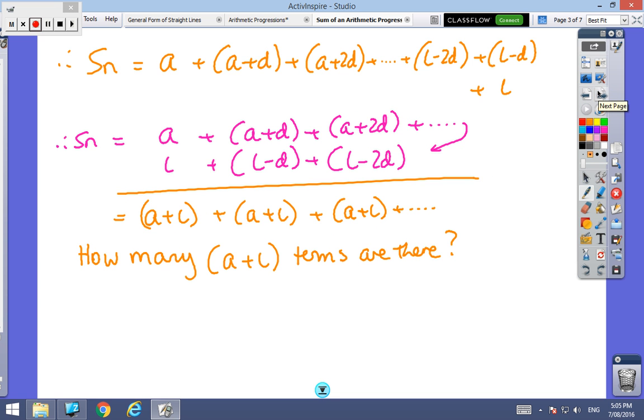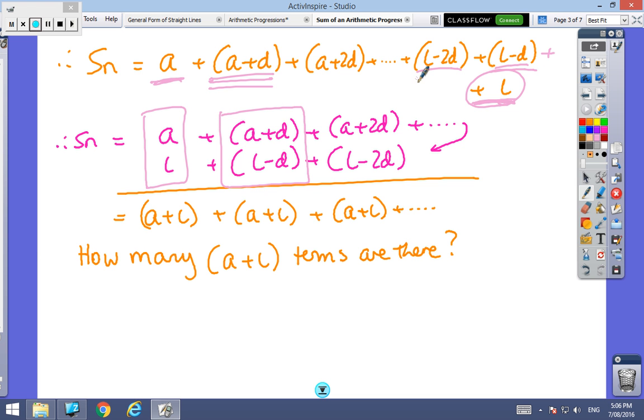So this sequence, rather than having the last number as Tn equals A plus (n minus 1)D, the last number is L, the second last number is L minus D, and the third last number is L minus 2D, etc. So what I'm going to do is line them up. This last number is going to line up with the first number. And then the second number is going to line up with the second last number. And then the third last number will line up with the third number, etc. And they'll all just keep lining up.